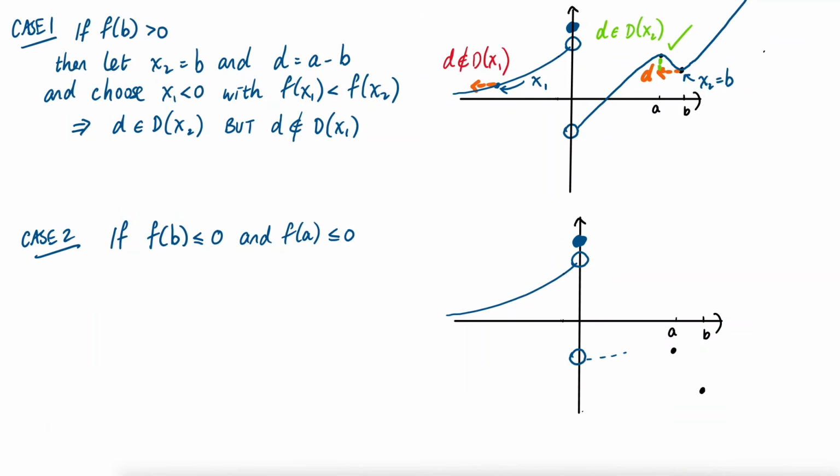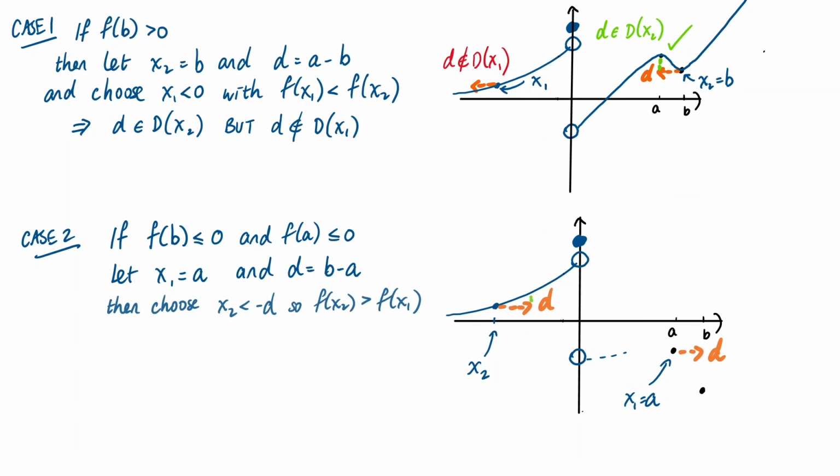So we've considered what happens if f of b is greater than 0. In the next case, and in all the other cases, we'll have f of b being less than or equal to 0. So for case 2, let's think about when f of b and f of a are both less than or equal to 0. What we can do here is let x1 be a, and then take d as b minus a. So moving across from x1, adding d to x1, which is equal to a, the function definitely goes down because it goes down to where f of b is.